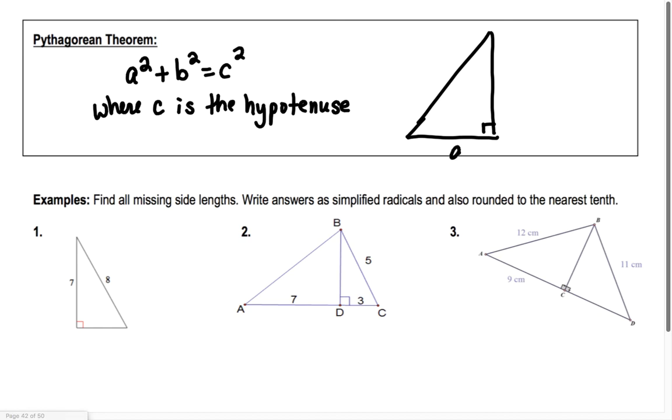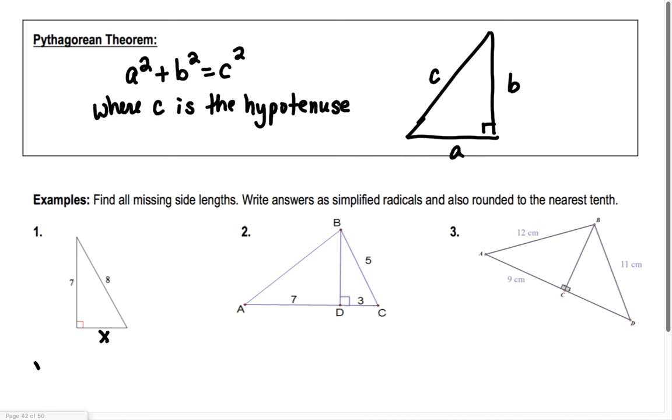All right, so we have A and B, and those can be either of the legs. So A and B are the legs, and C is the hypotenuse, which means that we have a right triangle. When we use the word hypotenuse, it's always the side across from the right angle. It says find all missing side lengths. Write answers as simplified radicals and also rounded to the nearest tenth. In this first one, we have 7 and 8. I can call this X. I don't like A's and B's sometimes because A's look like 9s in some people's handwriting.